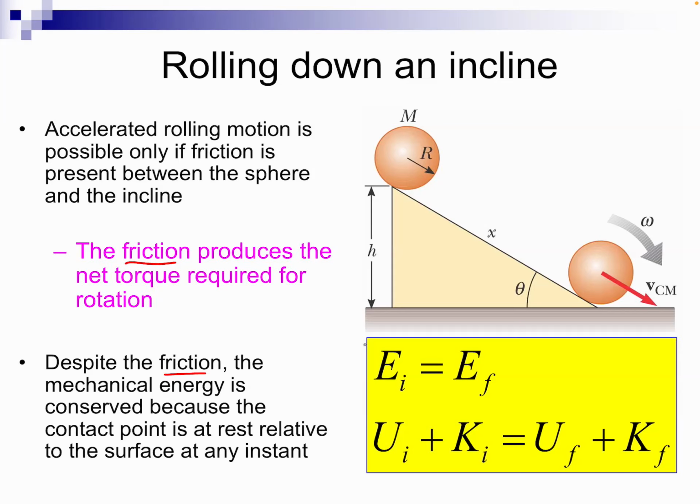What is the role of friction during rolling? Friction provides the net torque that will cause the object to roll. Without friction, the object will just slip down the incline, but friction provides the necessary torque to cause the object to roll down the slope. And so even if friction is there, the mechanical energy is conserved. You don't have to worry about subtracting the energy dissipated by friction, right?